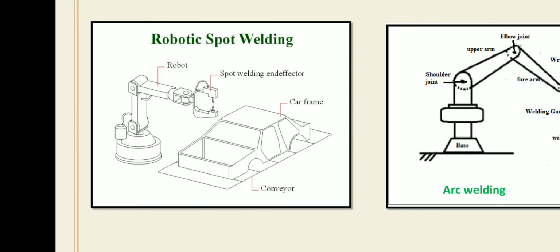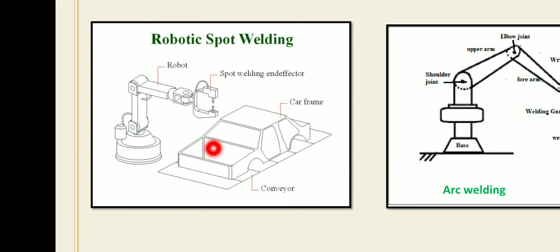As the term suggests, spot welding is a process in which two sheet metal parts are fused together at a localized point by passing a large electric current through the part where the weld is to be made. This figure shows the application of an industrial robot for spot welding.